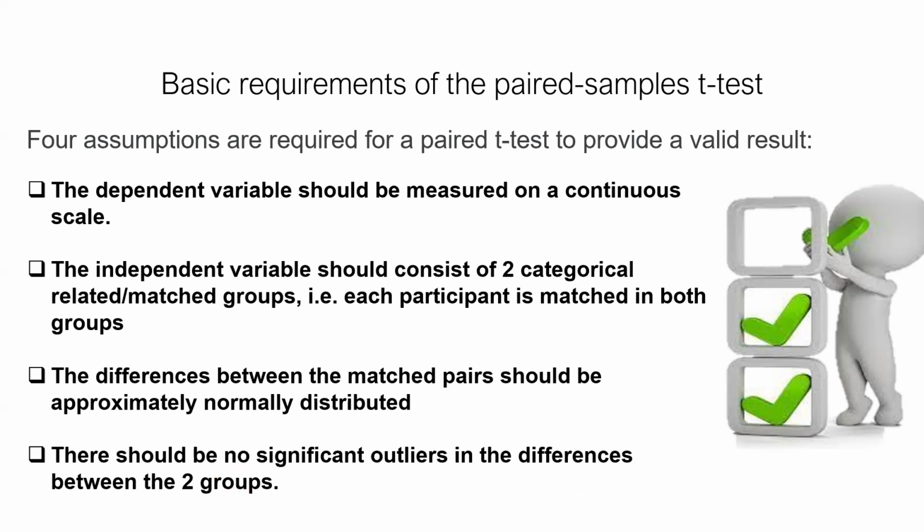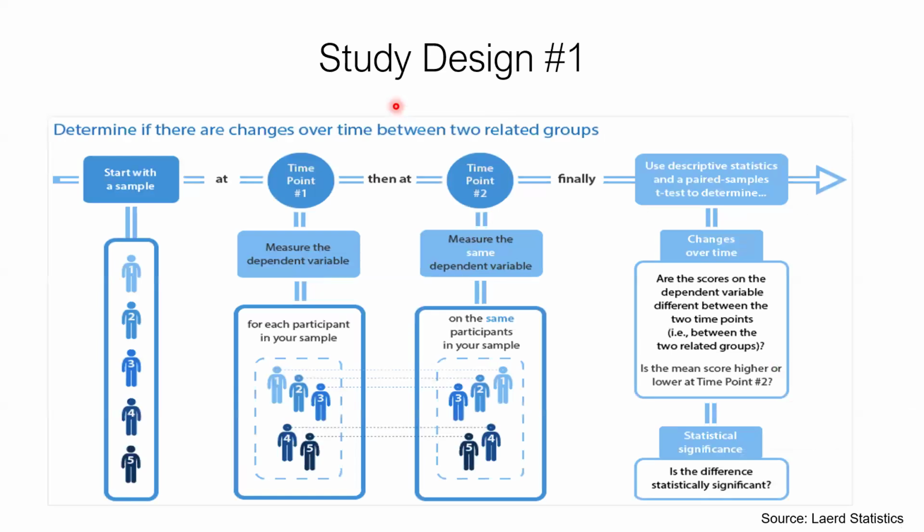Now, let's go over some designs wherein we can utilize paired t-test. Say for example, in your study, you would want to determine if there are changes over time between two related groups. So you start off with your sample, and at the first time point, you measure your sample on a certain dependent variable. Then after an interval of time, at the second time point, you are also going to measure the same set of participants on the same dependent variable.